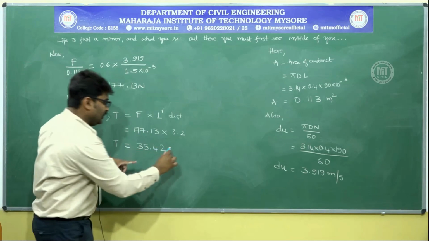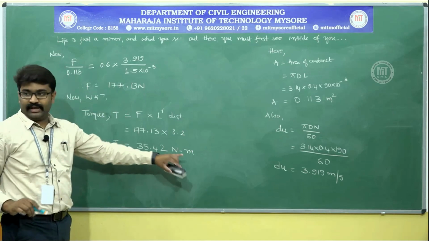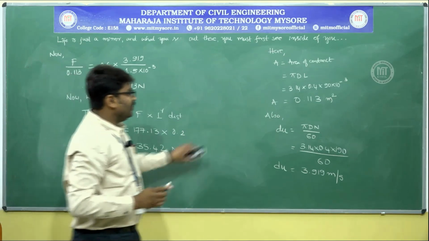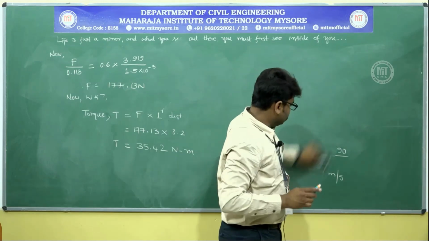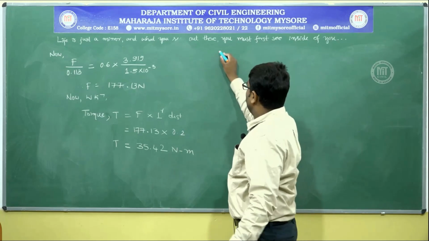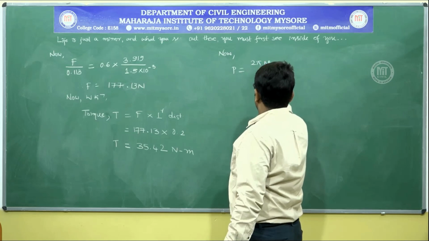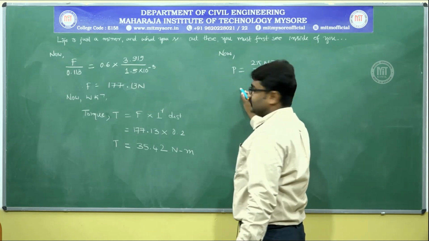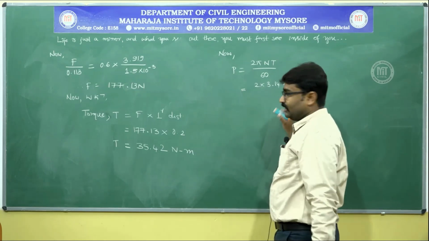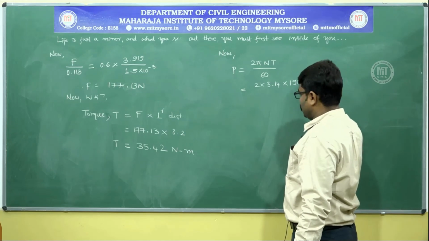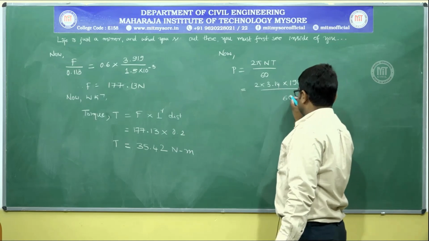You can observe force has a unit of Newton, perpendicular distance has a unit of meter. So unit of torque must be Newton meter. We are at the end of this problem. Once you get the torque, what is the next step? You will have to calculate what is the power lost in the bearing. Now finally power lost is equal to 2 pi nT divided by 60. 2 into 3.14 into n, it is 190, into torque 35.42, divided by 60.